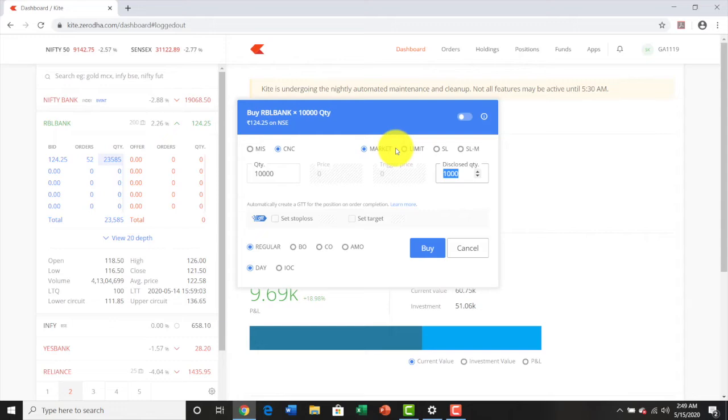So people won't realize this, but I want 10,000 stocks immediately. Basically, I will get 1,000 first, then 1,000, then 1,000, then 1,000, 10 times. This is what disclosed quantity means. Now you cannot set the disclosed quantity less than 10% of the actual quantity that you want to buy. So here the actual quantity is 10,000, and 10% is 1,000.